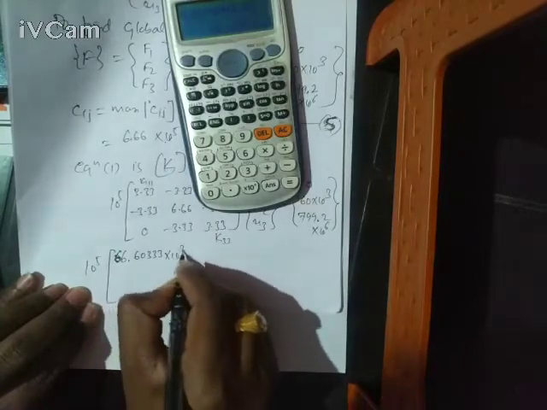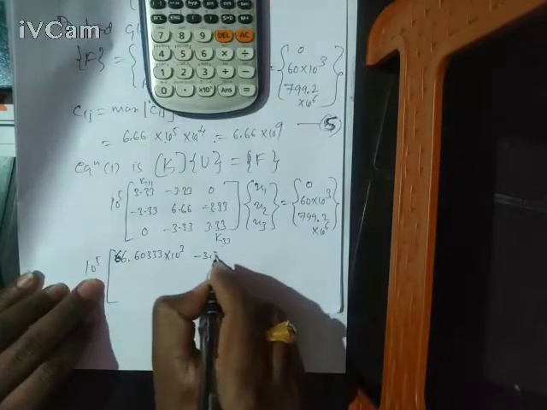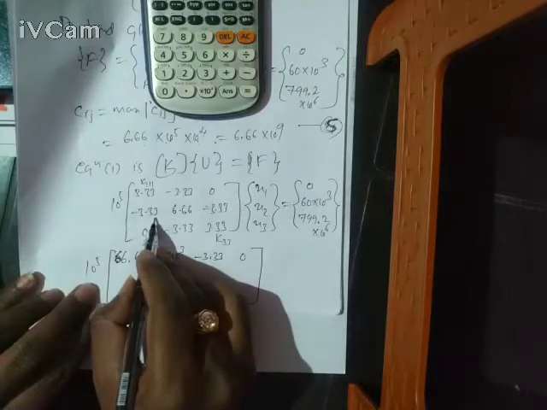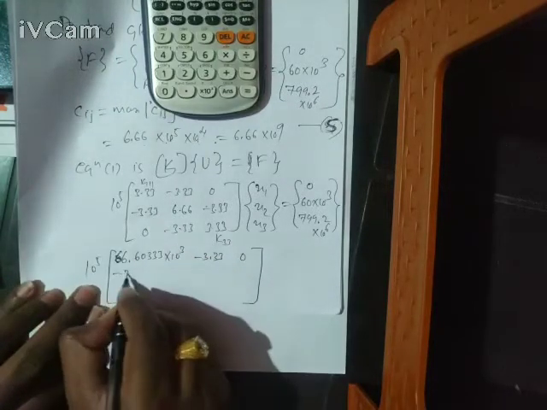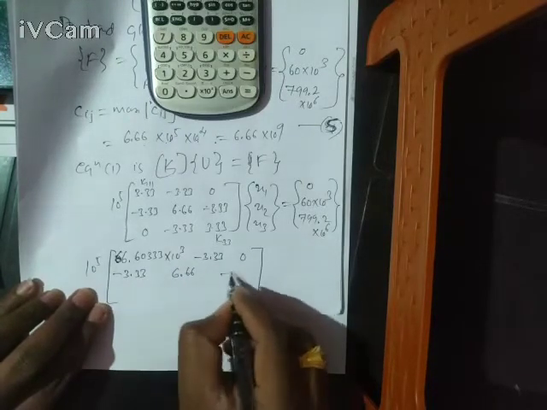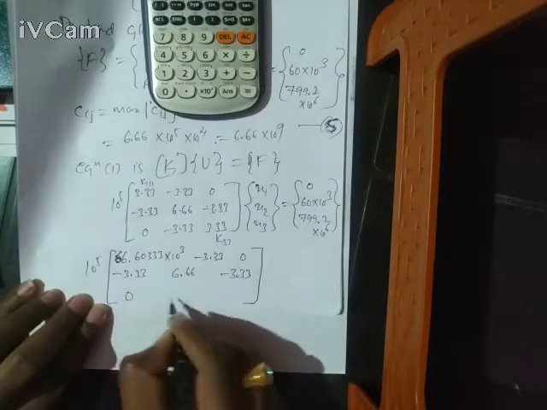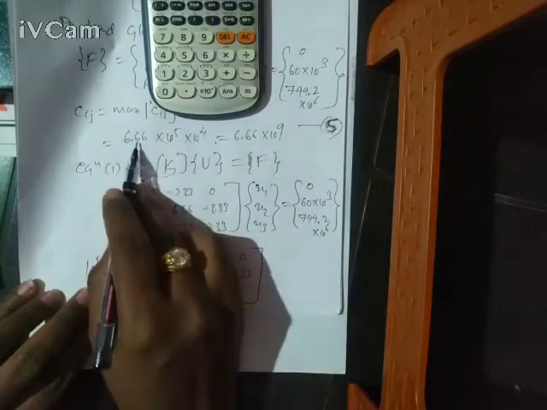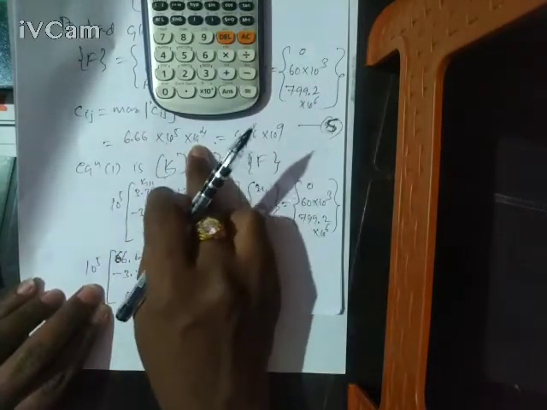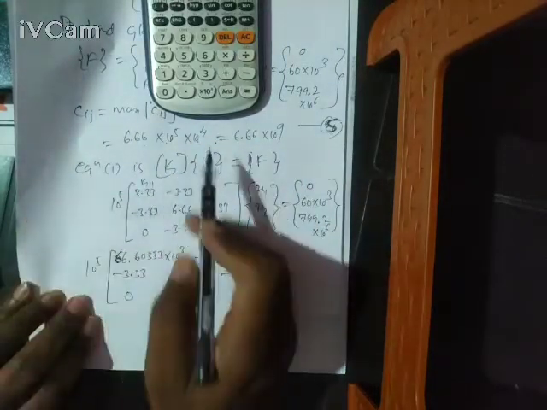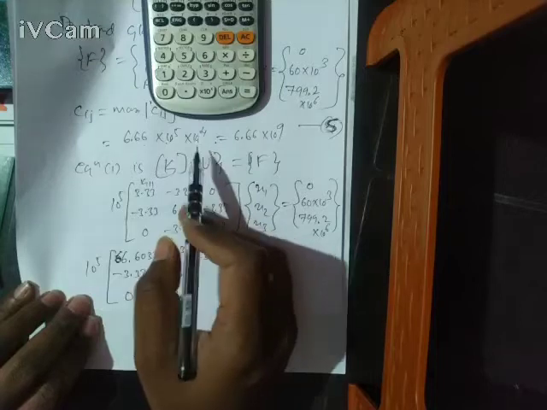66.60333 into 10 to the power 3. Okay. So next the second value will be as it is. The third value I am going to write again as it is. So now I will be coming here. Okay, minus 3.33, and this will be 6.66, minus 3.33, 0, minus 3.33, and again at the position K33 I have to add 6.66 into 10 to the power 4. Actually I have to add 10 to the power 9, but since 10 to the power 5 is already taken common, that is the reason I am adding only 10 to the power 4 here.